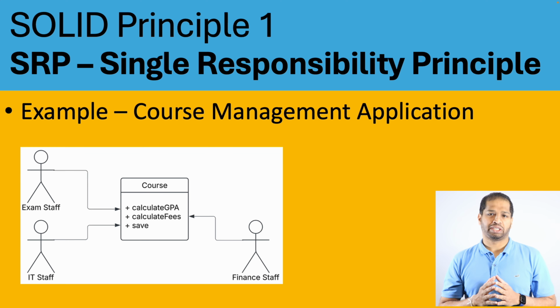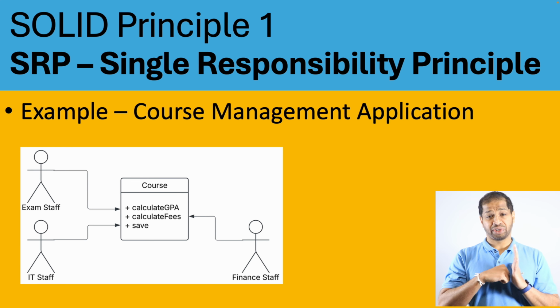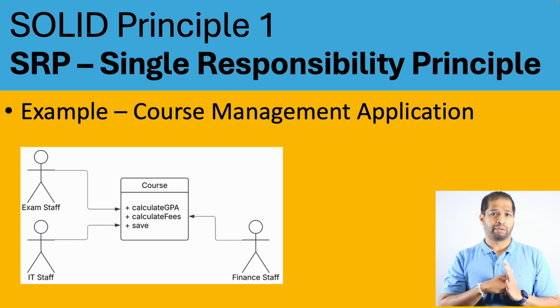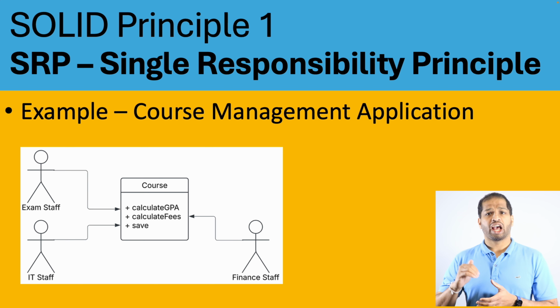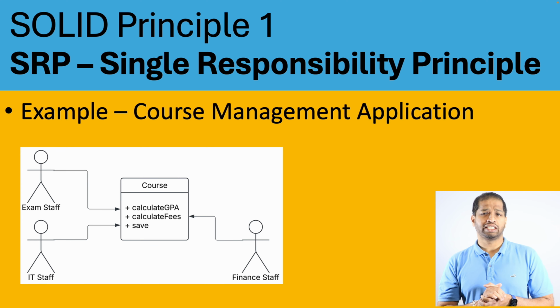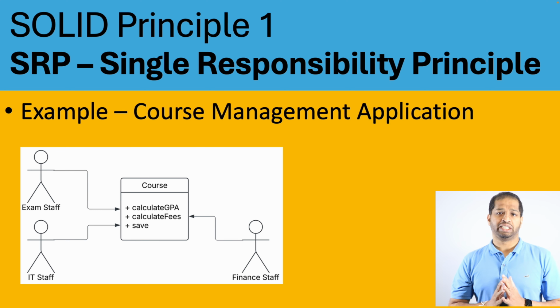Let's look at an example to illustrate this. Imagine a Course class in a course management application. This class has three methods: calculateGPA, calculateFees, and save. On the surface, this might seem reasonable, but in reality, this class violates the SRP. The calculateGPA method is specified by the exam staff reporting to the exam director. The calculateFees method is used by the finance staff reporting to the finance director. And the save method is specified by the database administrators reporting to the IT director.